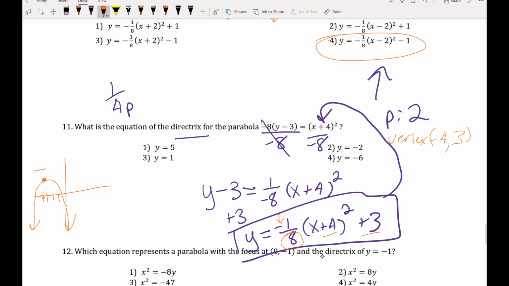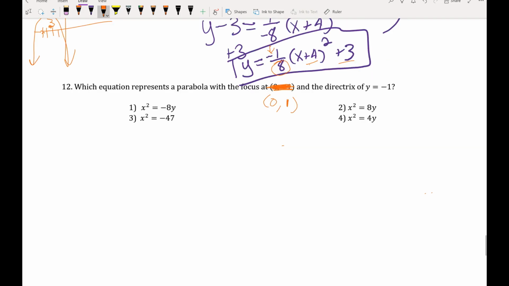So I know my directrix has to be somewhere above that parabola. So if my vertex is all the way up at 3, I know it can't be y equals 1, y equals -6, or y equals -2. My only option is that it's y equals 5. Reason being, if my focal length is 2, I can just go up 2 units to figure out what my directrix was. If I wanted to figure out what my focus was, I could just go down 2 units from my vertex.